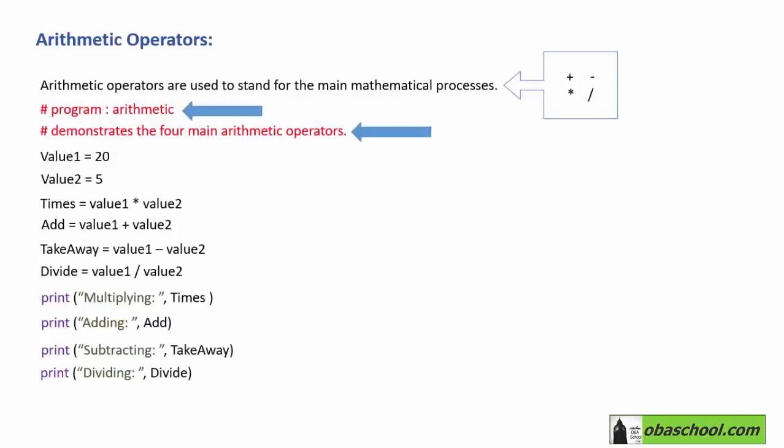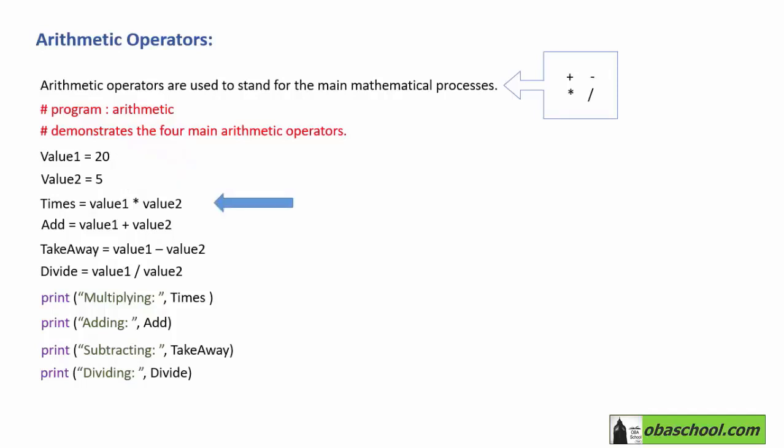Okay, so first of all, we start the program with comments. And as we agreed previously, the program will not care about the comments. The comments are for anyone who is reading the program. Then we have two variables. The first one is called value1 and it has the number 20, while the second is value2 and has the number 5.